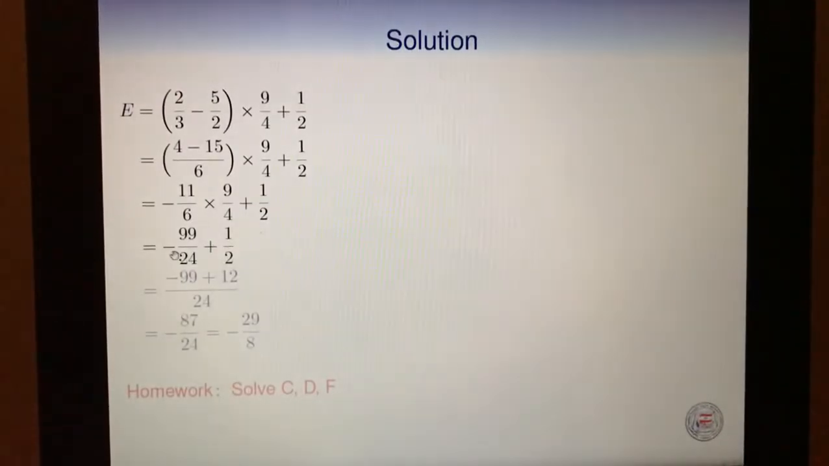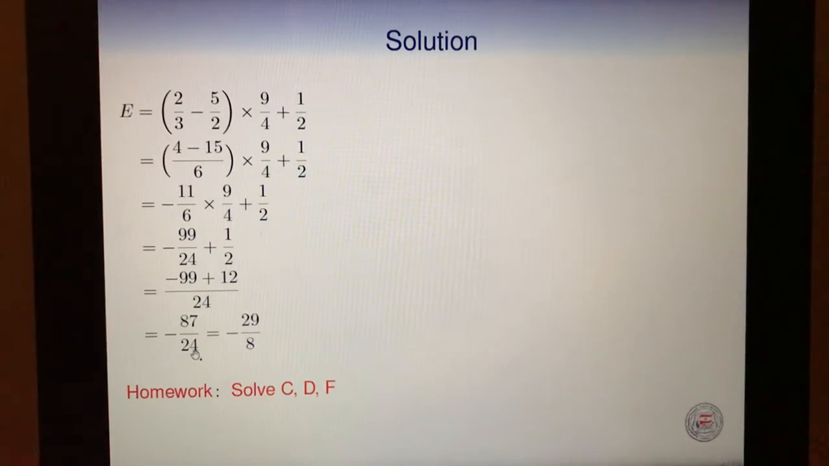Now we have two fractions, so we need to take a common denominator between 24 and 2. So the LCM, or the common denominator between 24 and 2, is 24. So we need to multiply the second fraction by 12. So we will have over 24 minus 99 plus 1 times 12 is 12. Then minus 99 plus 12 is minus 87 over 24. Dividing by 3 the numerator and the denominator, you will get minus 29 over 8.